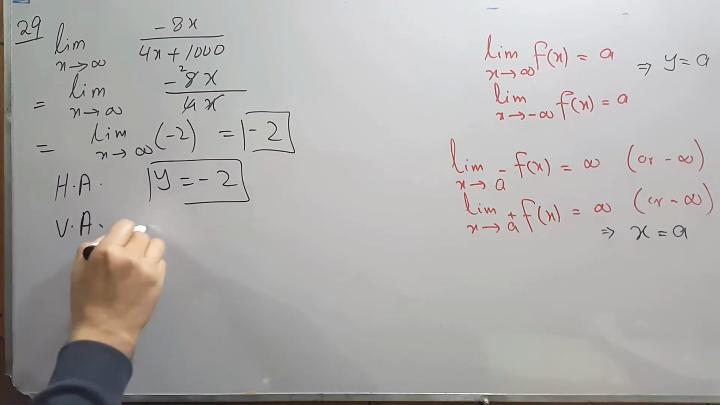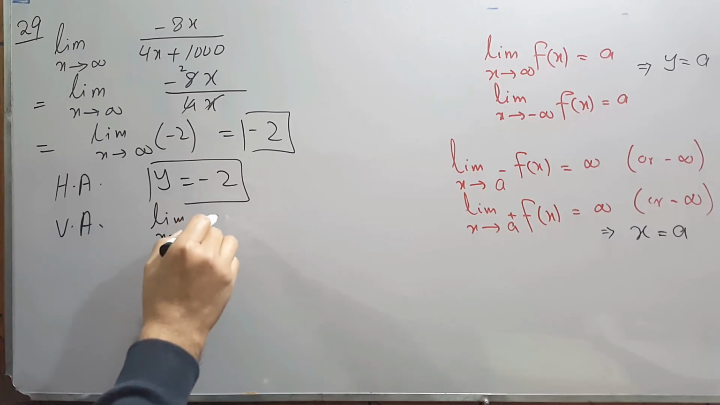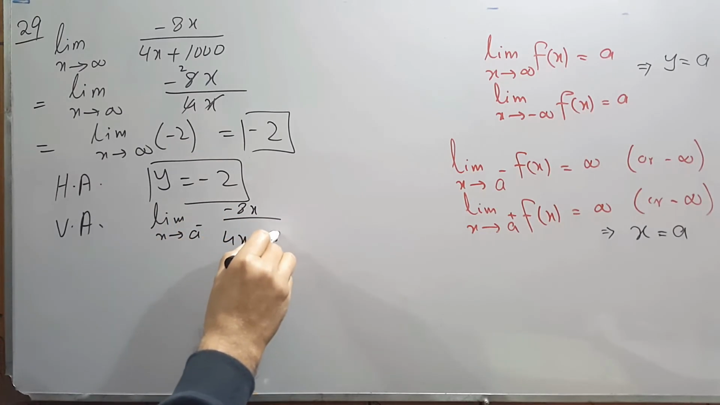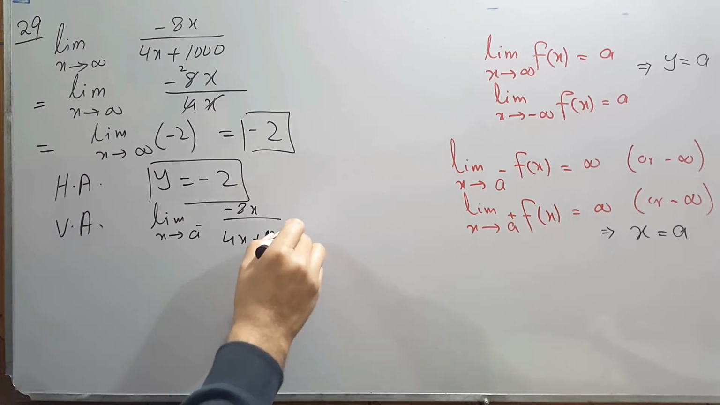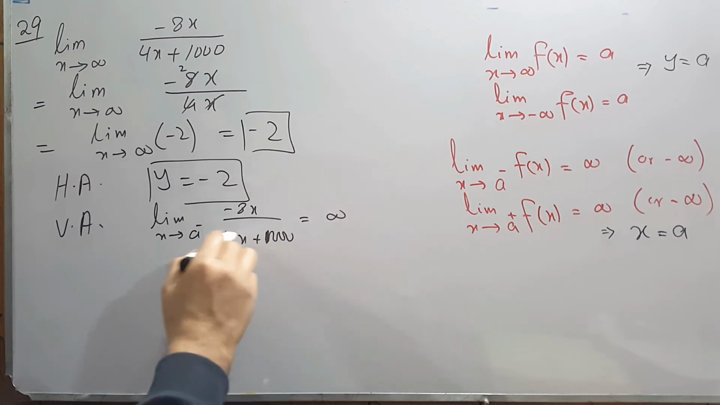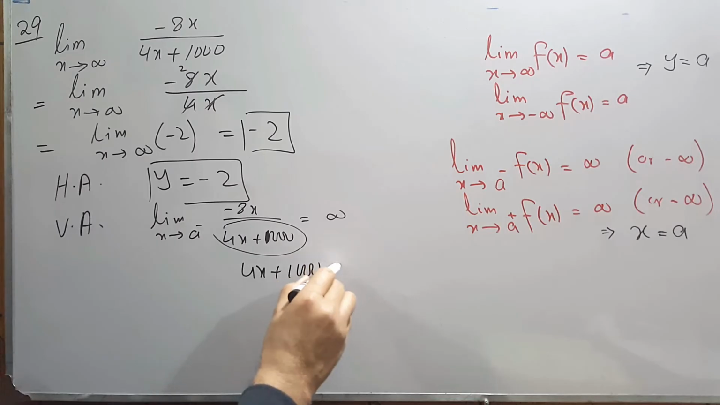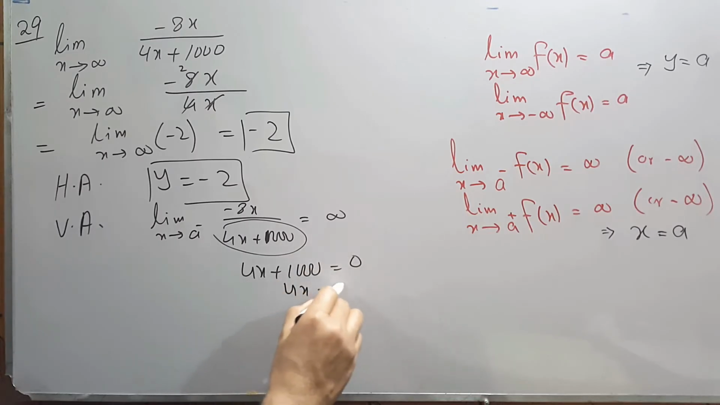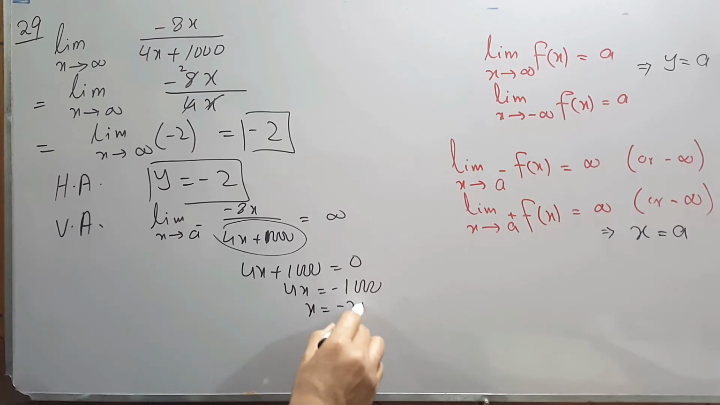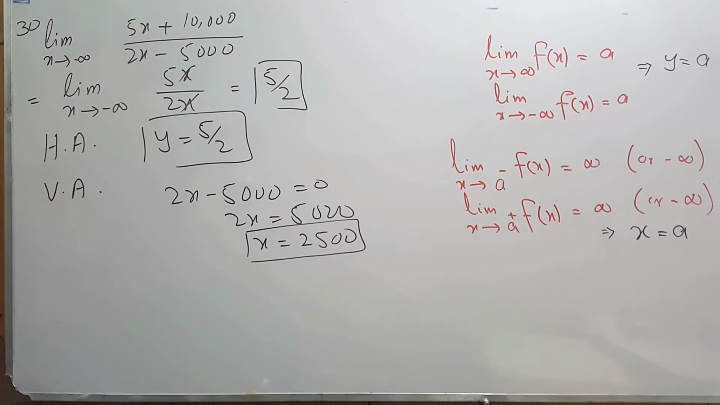For the vertical asymptote, we said that the limit as x approaches a, negative or positive, of the function is equal to infinity. When will this be infinity? When the denominator is 0. So 4x plus 1000 equals 0, 4x equals minus 1000, and if you divide by 4, that gives us minus 250. So that is the vertical asymptote.